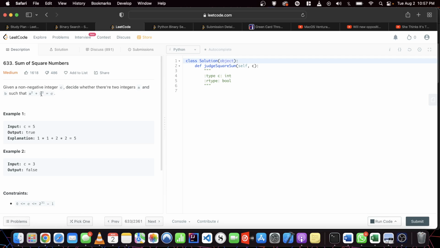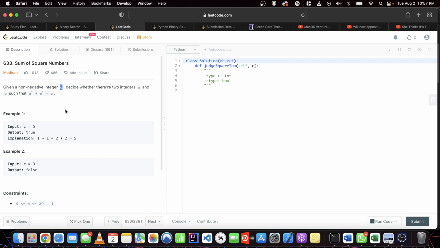Okay, we're going to be doing LeetCode 633, Sum of Square Numbers. This is a medium question, but it's quite tricky because you need to remember your math. You're given a non-negative integer called c, and you must decide whether there are two integers a and b such that a squared plus b squared is equal to c.